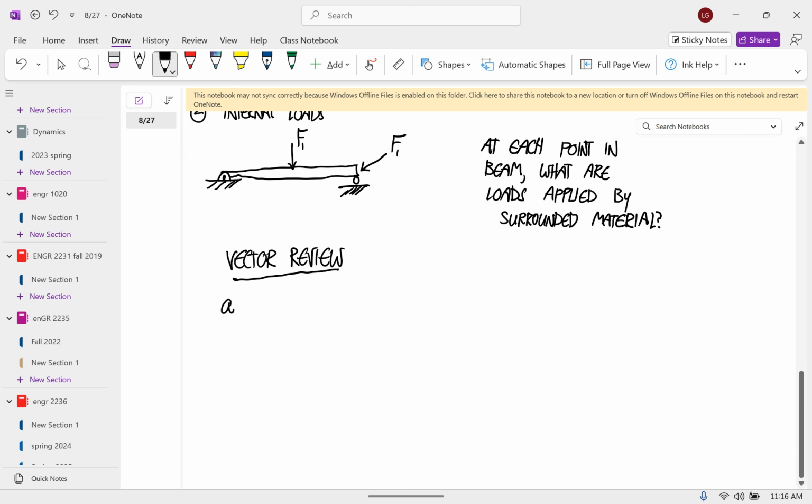So if you're used to notation like this, that exact same vector you can just represent as A, B, C.